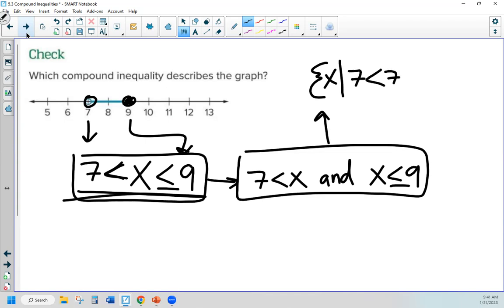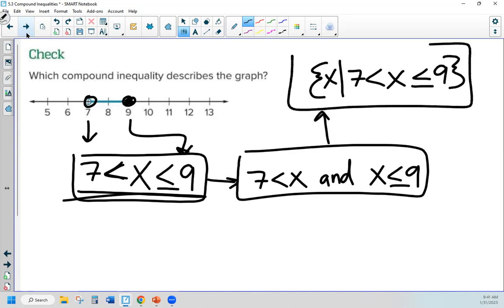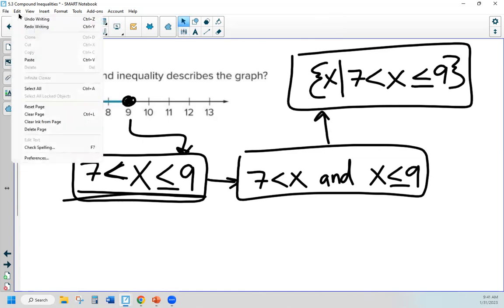Ooh, wait. I tricked my mind there. The values that I'm looking for are more than 7, but less than or equal to 9. Close set notation. Boom. There's all the ways that we can write it. Set notation with the word and in the middle. And that's pretty much it. All right. Moving on to the next one.